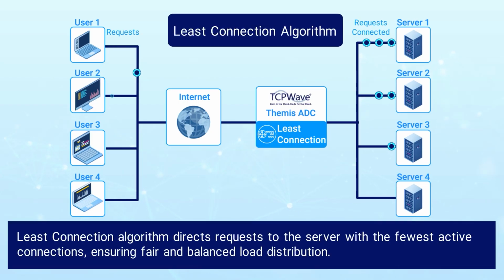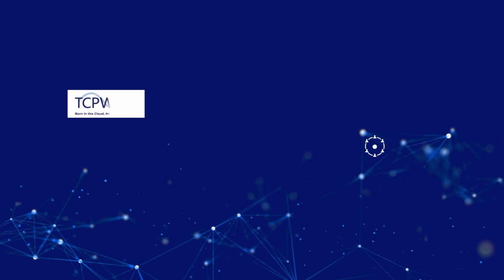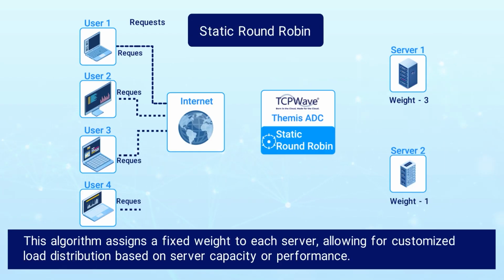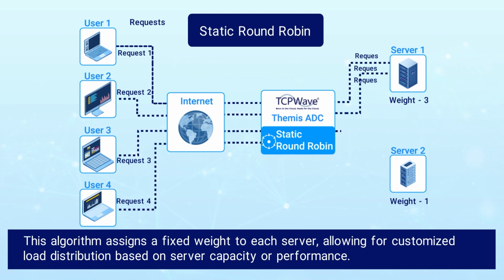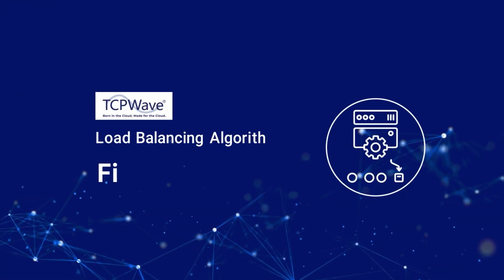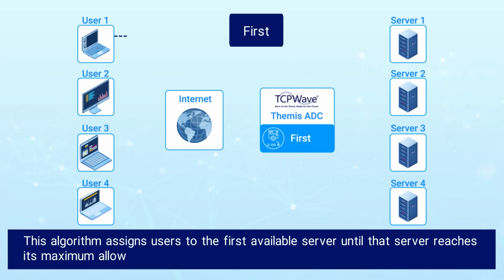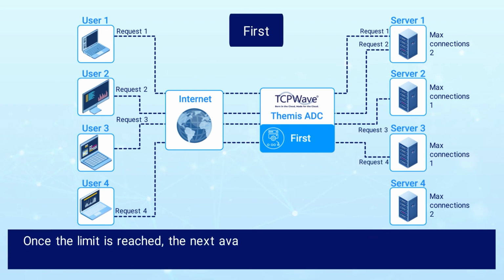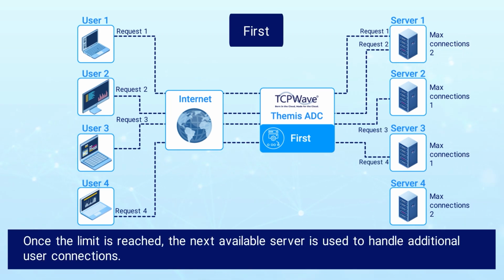This algorithm directs requests to the server with the fewest active connections, ensuring fair and balanced load distribution. Static round robin. This algorithm assigns a fixed weight to each server, allowing for customized load distribution based on server capacity or performance. First. This algorithm assigns users to the first available server until that server reaches its maximum allowed connections. Once the limit is reached, the next available server is used to handle additional user connections.